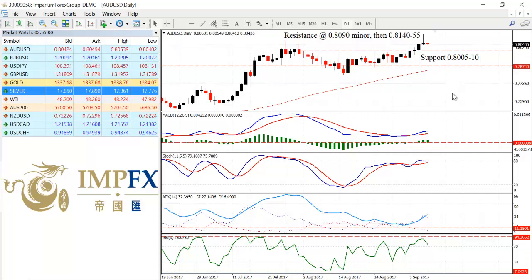But let's see how the market plays out in the next 24 hours. We do need to see more dollar strength coming through to support this view. Otherwise, we could easily see a retest to the topside with the resistance coming in at 90 and firm above at 81.40-55.